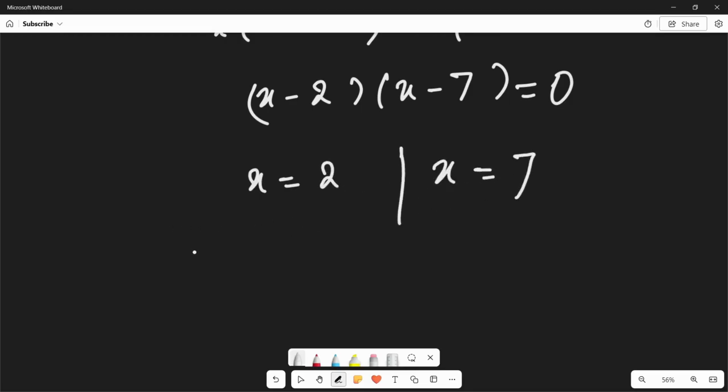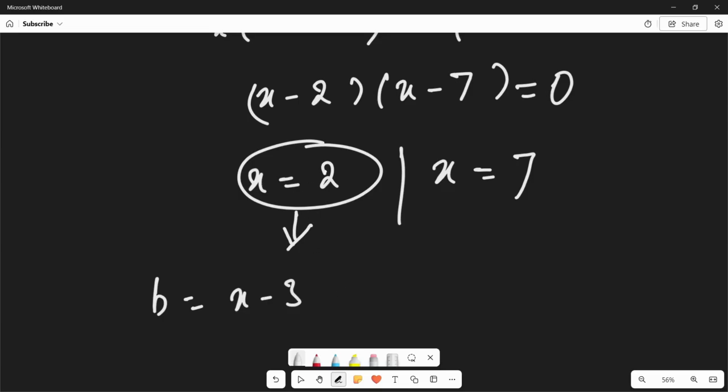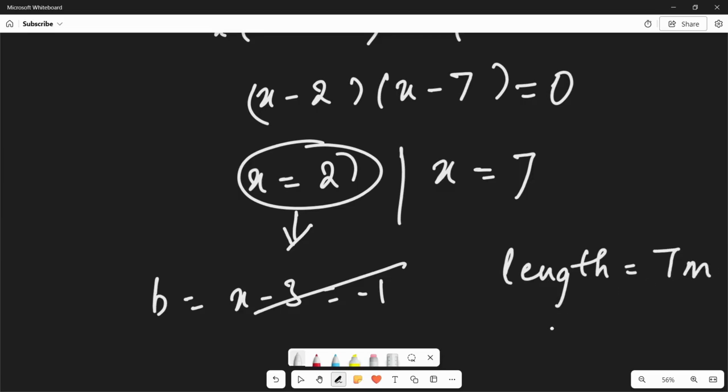And as we know, our x is nothing but the length of the rectangle. From here we can understand that we cannot take the value of x as 2, because the breadth is x minus 3, which if x is 2 will become minus 1, and that is not at all possible. So the length becomes 7 meters and the breadth becomes 7 minus 3, that is 4 meters.